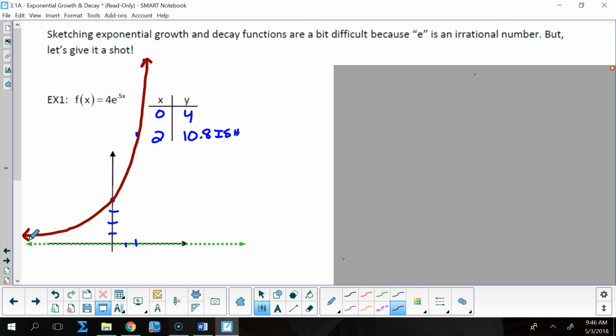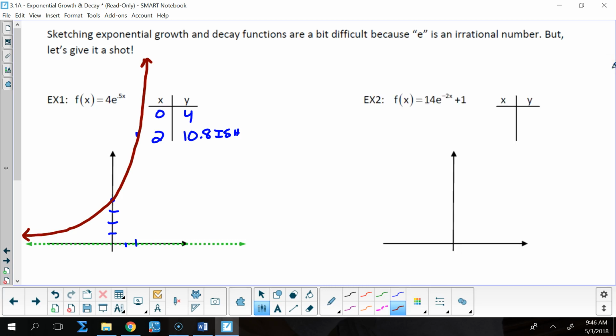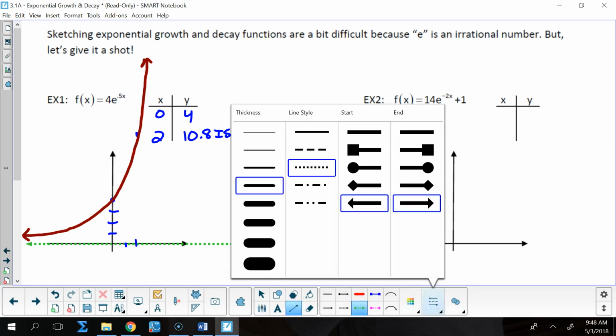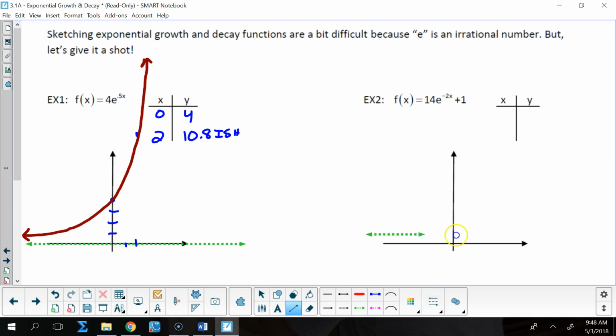What I would like you to do now is try to graph that one. First off, where is my horizontal asymptote on this one? It's at 1. So I'm going to make that a little smaller because I can. Is it a growth or a decay? Decay. Why? The k value is negative. So as I go to the right, it's going to get closer to that asymptote value.